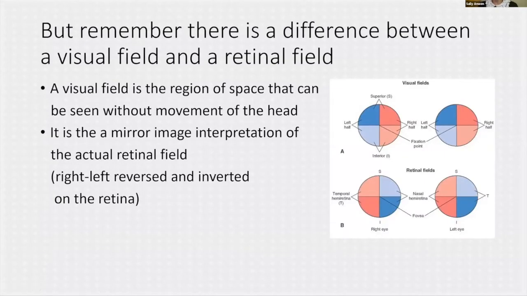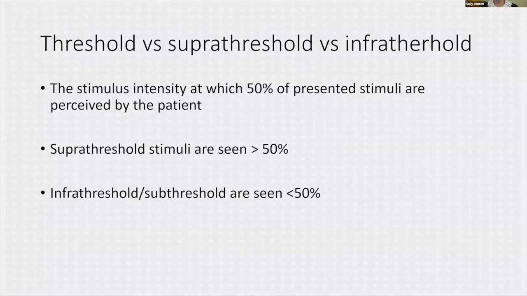One point that I wanted to make right now when it comes to visual field, I played around with where to insert this point, but just keep in mind that a visual field is a region of space that is seen without movement of the head. So in reality, what it ends up being is the mirror image of the actual retina. The image is flipped left to right and inverted top and bottom. And when we look at the clinical scenarios, this will become more important and more visible to explain.